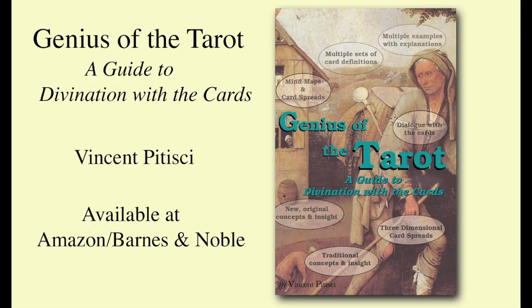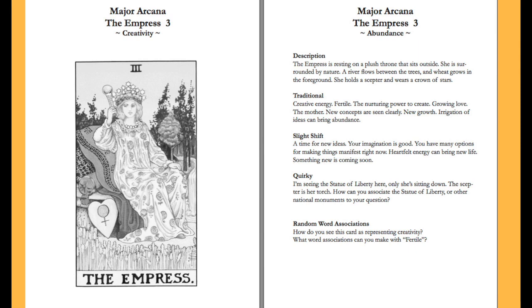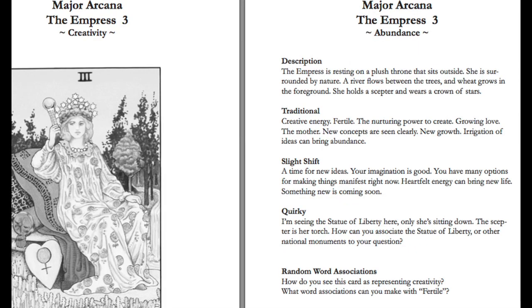In my first book, Genius of the Tarot, what I did as far as the meanings of the cards is I gave 3 definitions. The first definition was called traditional, and it was pretty much in line with other sources out there. And then my second definition was called slight shift. And a slight shift was basically another viewpoint of traditional, just to show you you're not locked into just the 2 or 3 sentences. You could have other meanings here. And so that expands your range of ideas.